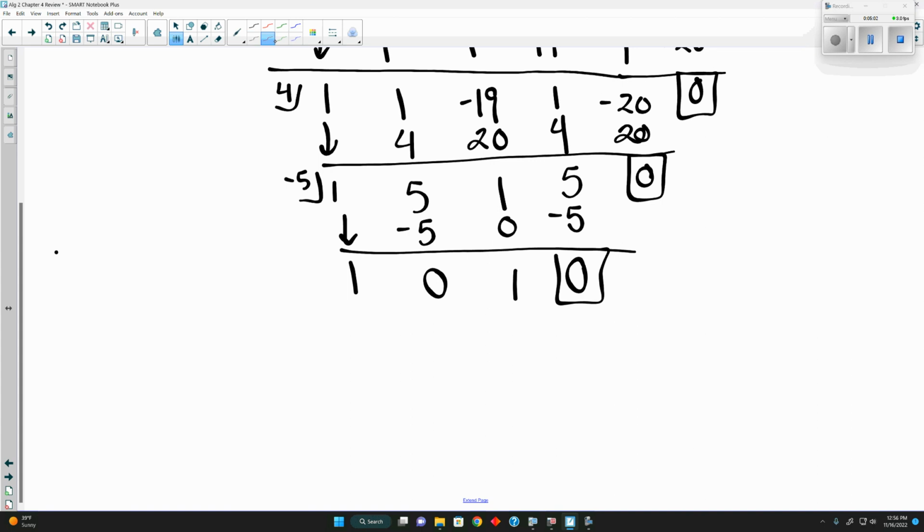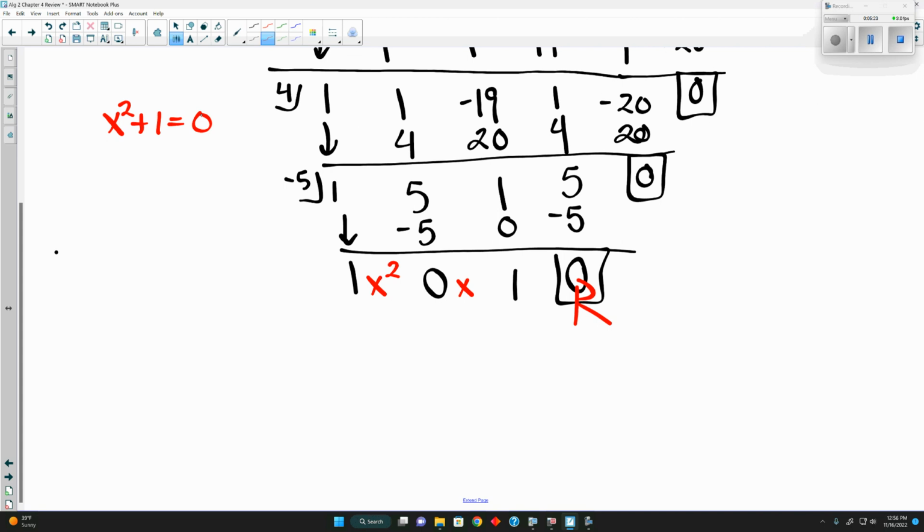Do we have any solutions left? Well, we can go back and put the variables in. So this here would be our remainder. Our 1 would be our term without x. Our 0 would be our term with x. And our 1 would be our term with x squared. So what we have left is x squared plus 1 is equal to 0.